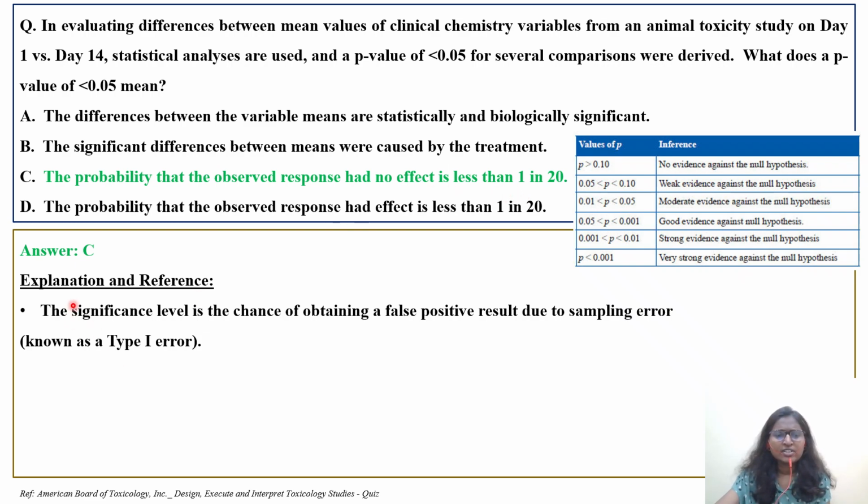So let's see the explanation given by the American Board of Toxicology. As I said, these questions are taken from this particular 50 questions quiz which was uploaded earlier on the DABT site. Now it is no longer available. The explanation given by DABT is that the significance level is the chance of obtaining a false positive result due to sampling error. This is known as type 1 error.